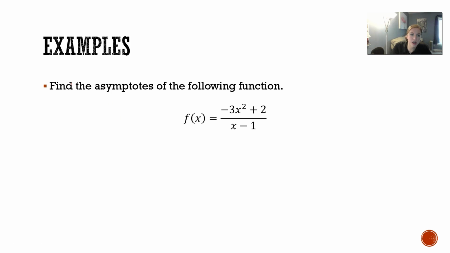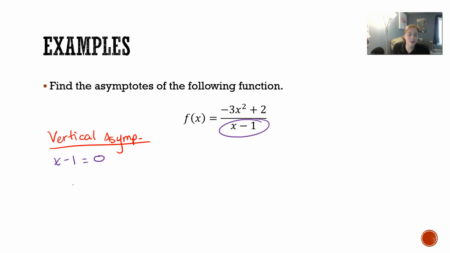So first thing we want to check is our vertical asymptote. I'm not spelling it out anymore. You can if you would like to. So just take your denominator, x minus 1, set it equal to 0. This is awesome because this is just a linear. So we're just going to solve by adding 1 to both sides. X equals positive 1. There is my vertical asymptote.